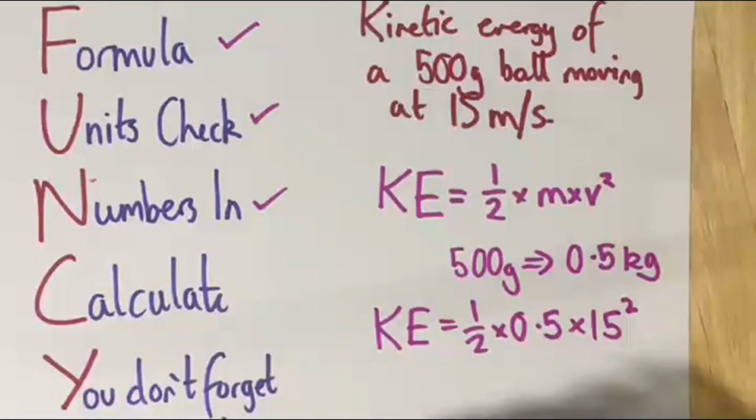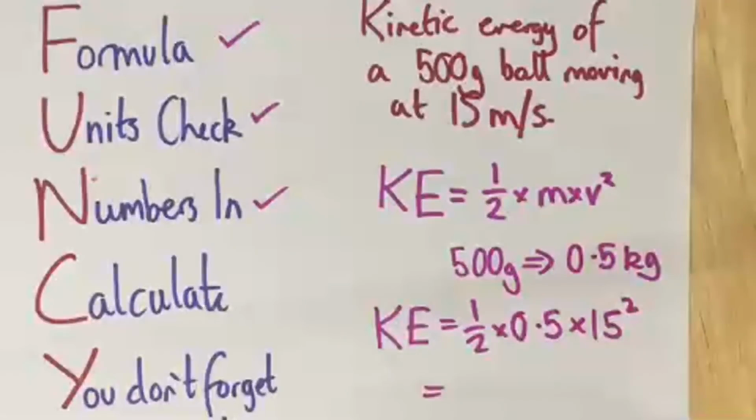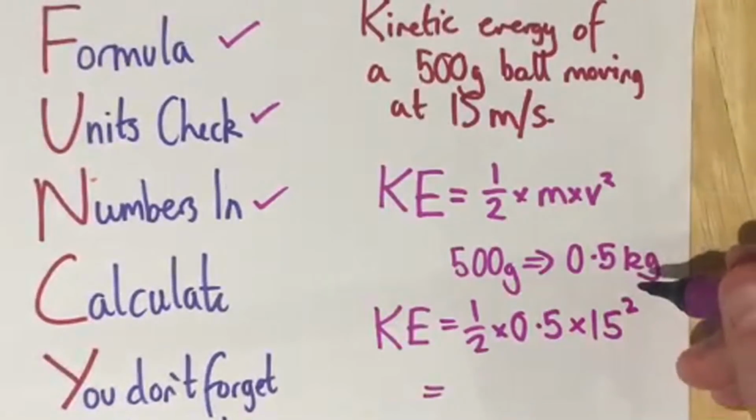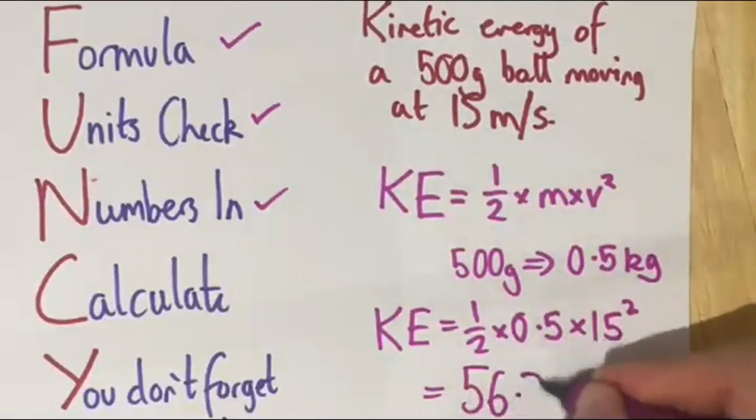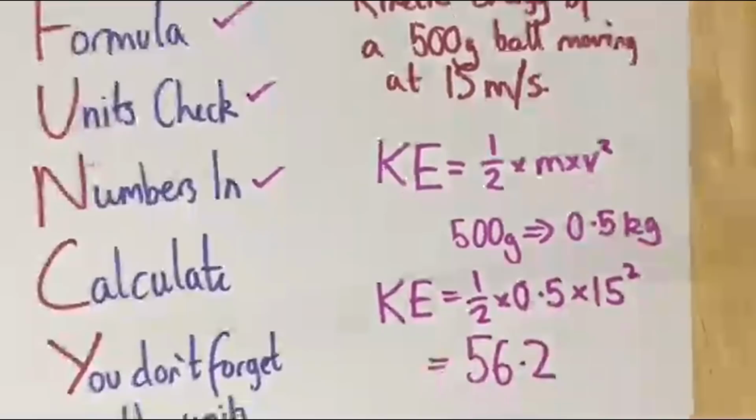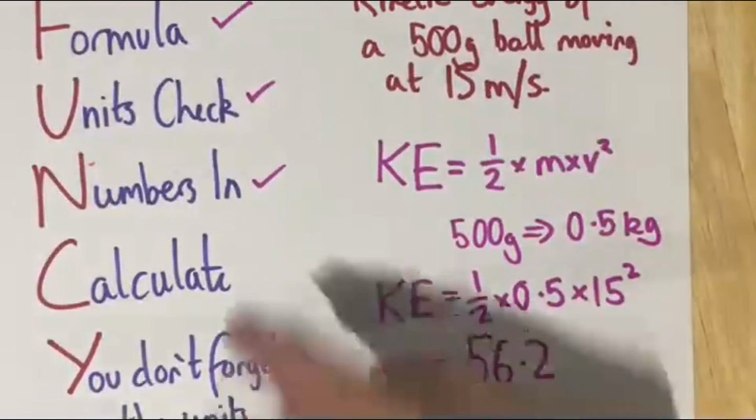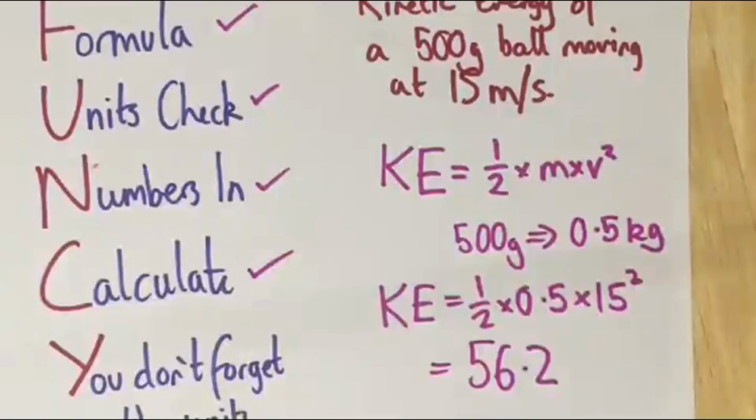Half times 0.5 times 15 squared. So, calculator. Okay. That would be a quarter times 225, which is 50.2. Okay. That's the calculation. Okay.